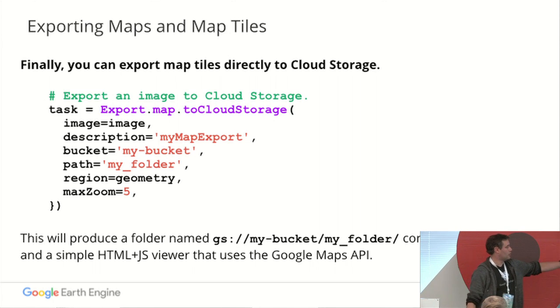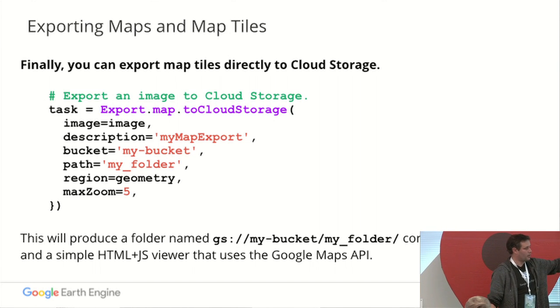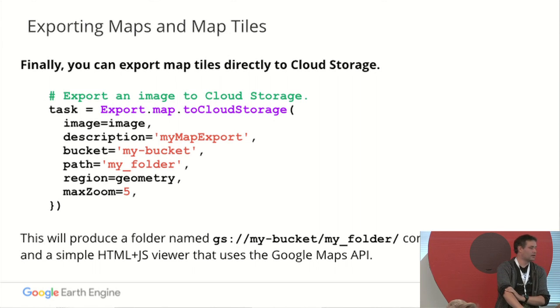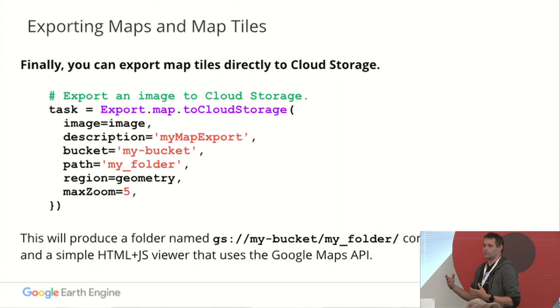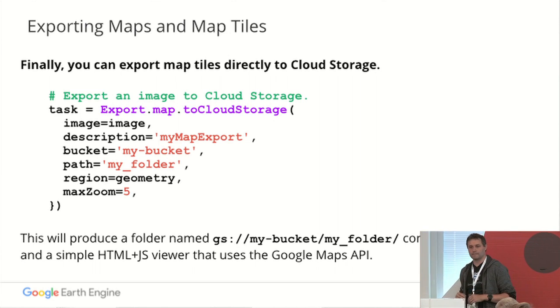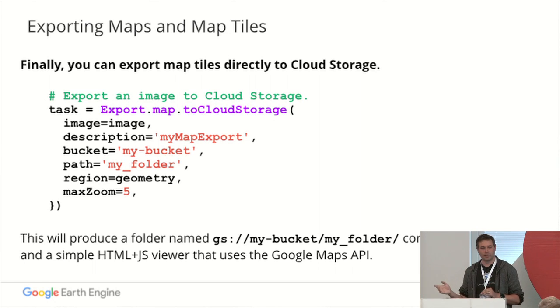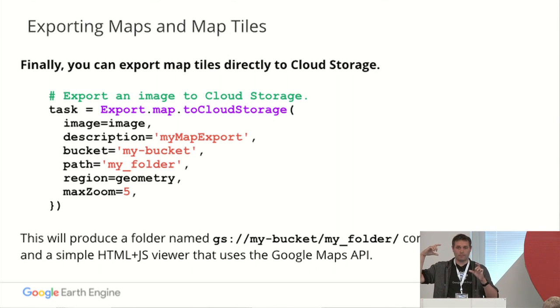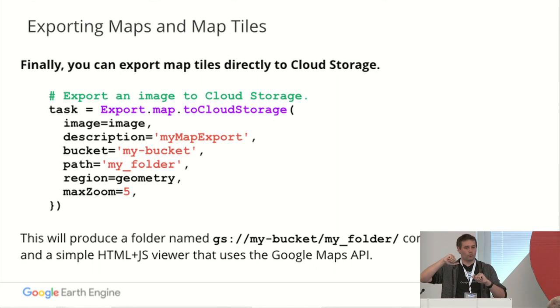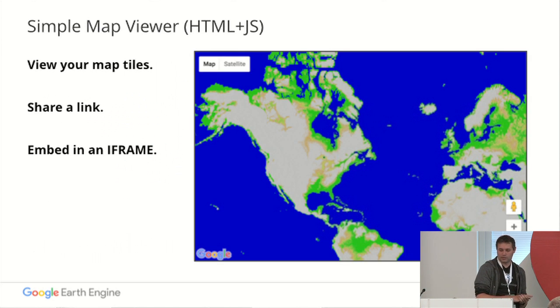So we make a whole folder hierarchy of the map tiles in cloud storage, and next to it, we stick a simple HTML and JavaScript application that is short enough to be intelligible by even a complete newbie in the HTML and Maps API world. And you can use it as an iframe. You can embed that directly in your website, or you can use it as a starting point for building some larger, more complex application. This is an example of just what it looks like.